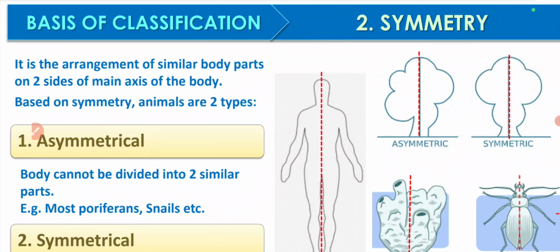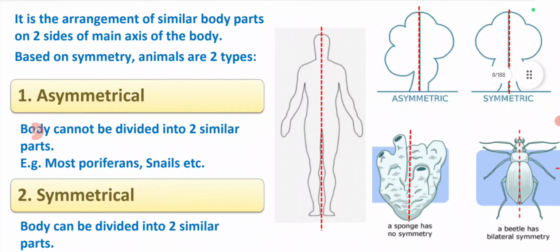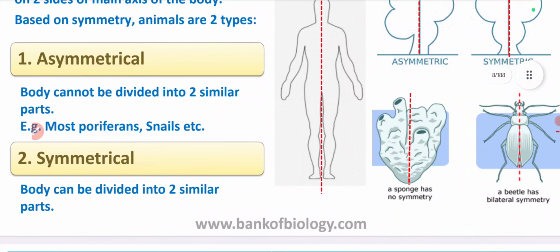Second, symmetry. It is the arrangement of similar body parts on 2 sides of the main axis of the body. That is called symmetry. You can see the diagram. Based on symmetry, animals are of 2 types, asymmetrical and symmetrical. Asymmetrical means the body cannot be divided into 2 similar parts.